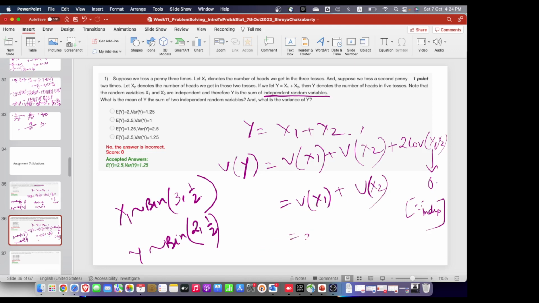Variance of X1 is 3 into half into 1 minus half, plus 2 into half into 1 minus half. So here we have 5 by 4, which is 1.25. Okay, so this is the answer, option D.